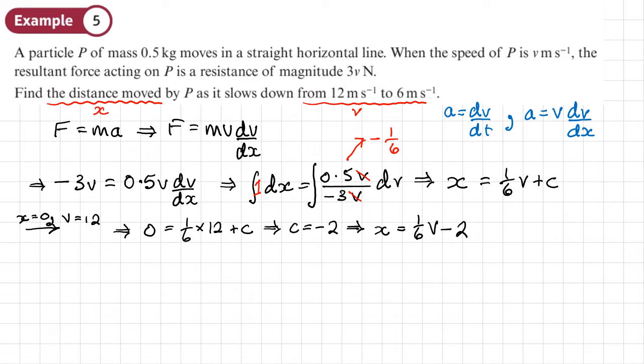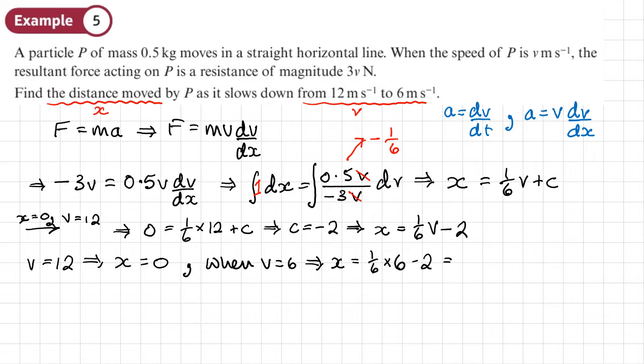Okay, so we know that the 12 meters per second point is where x equals 0. So let's just write that down. When v is equal to 12, that gives us x equal to 0. So we just need to work out what's the value of x, not v, when v is equal to 6. So when v equals 6, what we'll have is x is equal to 1/6 times by 6 minus 2. So that's basically 1 minus 2, so that's negative 1.